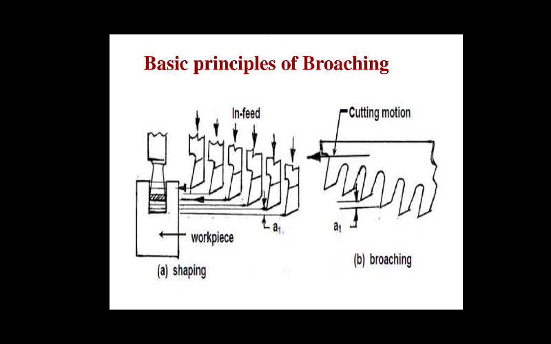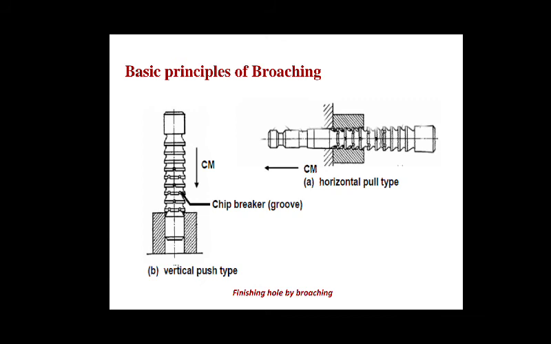Okay, so here you can see in shaping we used so many cuts, but in broaching you are supposed to do just one stroke and you will get the required depth. The next is the basic principle of broaching. This is the vertical push, it is inserted into the workpiece, and this is the horizontal pull. This is pulled to the left side to achieve the required hole.